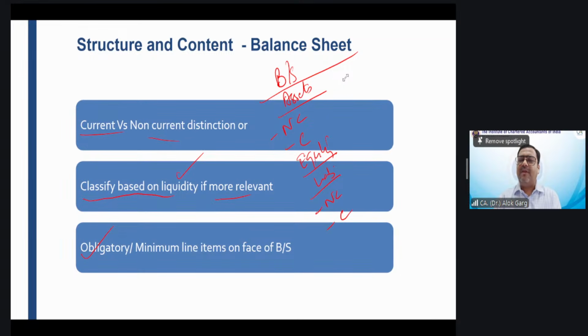Friends, if you need to prepare the balance sheet financial statement under accounting standard IGAP, will you refer for the purpose of the format of the financial statement? Were you referring only Schedule 3 or you are also referring accounting standard? I am talking about the format. I am talking about the presentation of financial statement. Were you referring only Schedule 3 or you were referring accounting standard also?